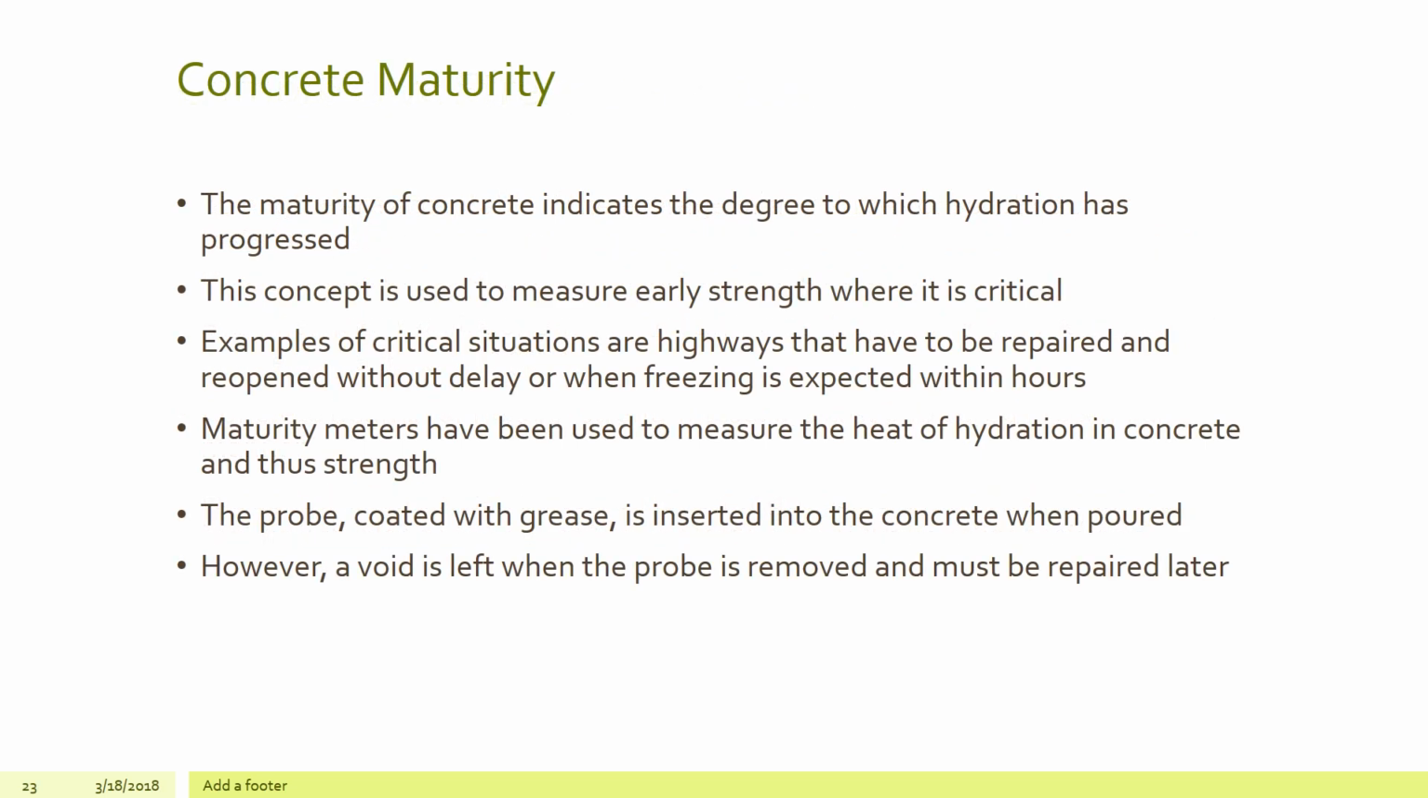Concrete maturity indicates the degree to which hydration has progressed. This concept is used to measure early strength where it is critical. Examples of critical situations are highways that have to be repaired and reopened without delay, or when freezing is expected within hours. Maturity meters have been used to measure the heat of hydration in concrete, and of course, we're looking at the strength. The probe, coated with grease, is inserted into the concrete when poured. However, a void is left when the probe is removed and must be repaired.